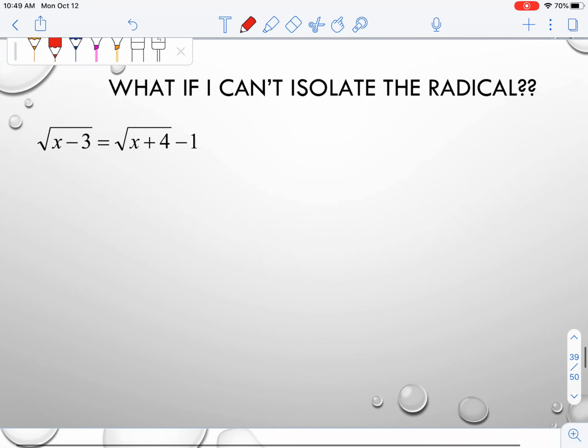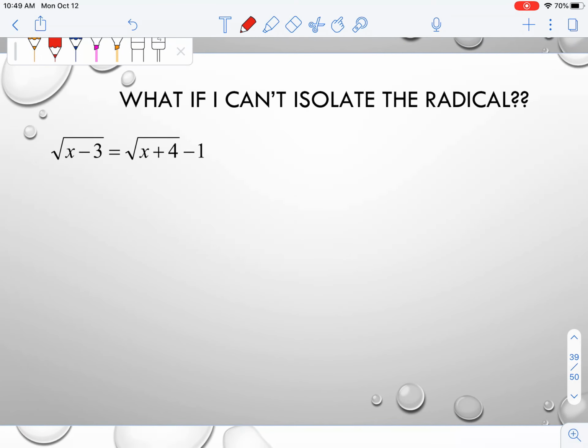Okay, so let's come down here to this last problem. What if I can't isolate a radical? Right here I've got square root of x minus 3 equals square root of x plus 4 minus 1. I've got two different radicals, so I can't isolate both of them. I can only isolate one at a time. So let's do that. Right now I've got the square root of x minus 3 isolated. Let's actually square both sides here.